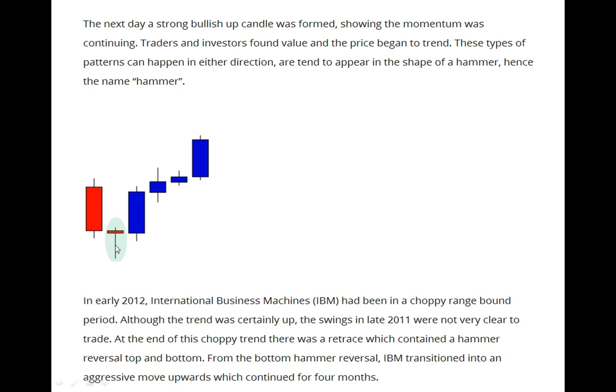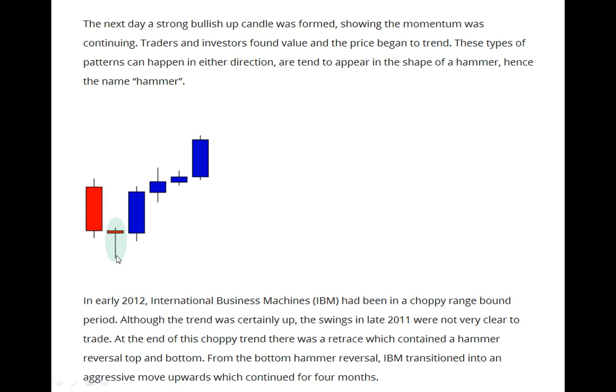The market was going down strongly, and eventually it found support, a buying volume here. Buyers are coming in, and they gradually took the price up, and eventually closed very near its open. So this is a hammer that is formed during a downtrend. You can now see the next day that we have a very strong bullish candle.